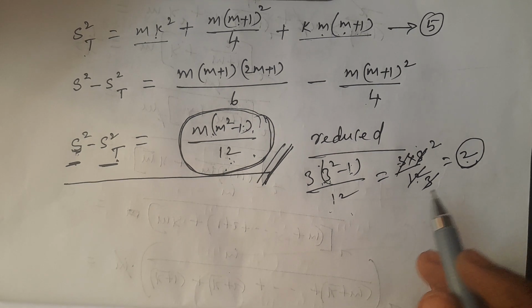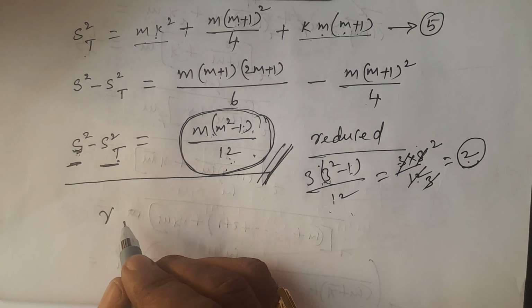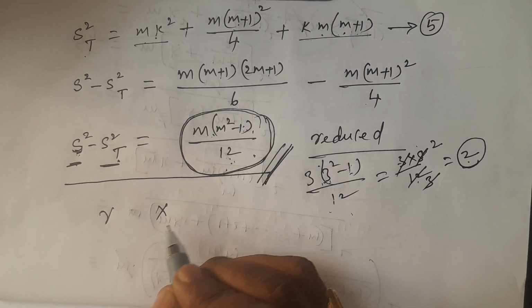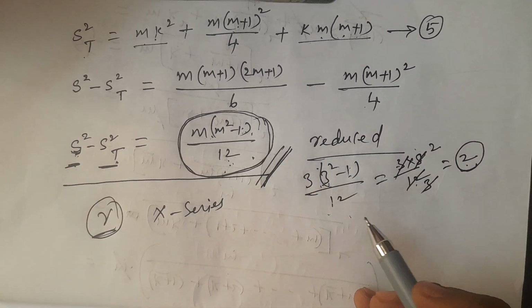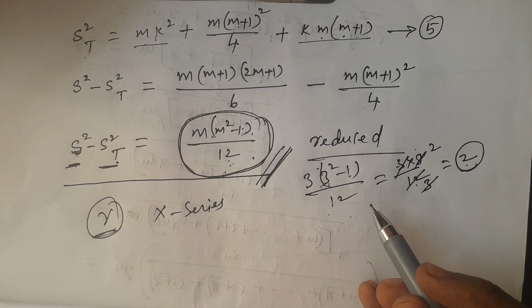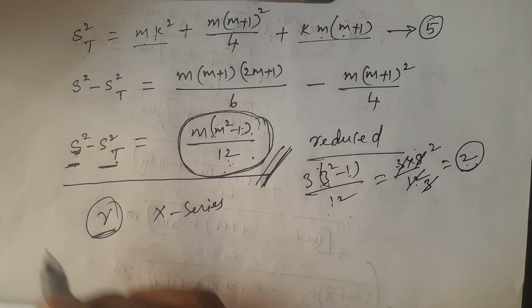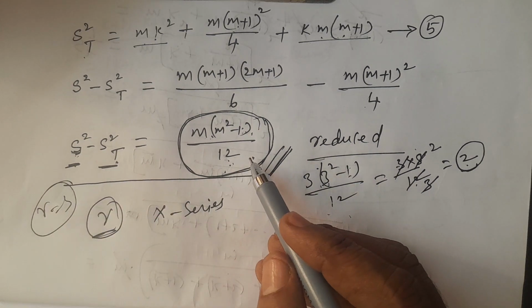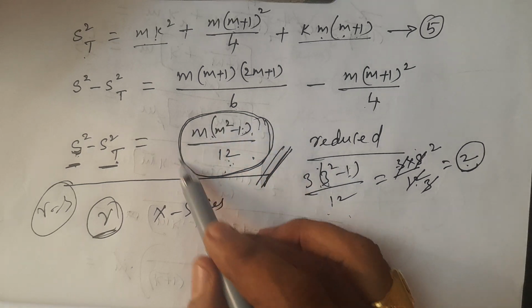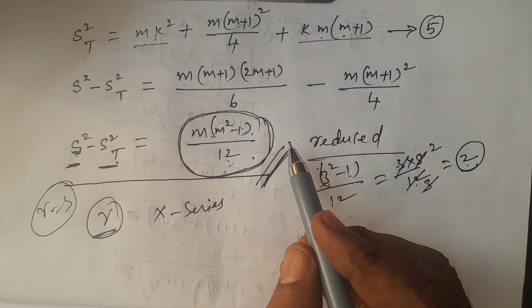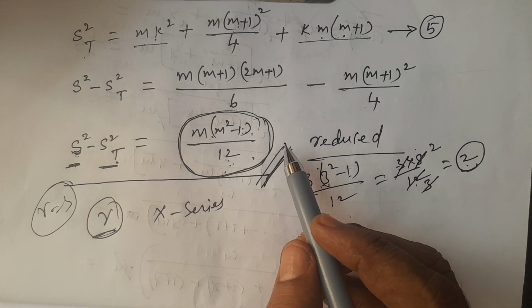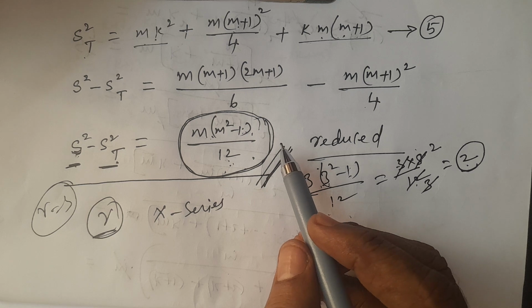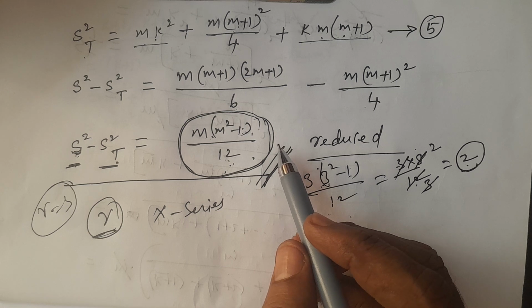For example, suppose such sets are there in the X series. For example, this is one set tied, another set. For example, 3 sets are there, R is equal to 3. Then what you have to do? m into m square minus 1 by 12 plus m into m square minus 1 by 12 plus m into m square minus 1 by 12. 3 times you have to add. The m will be different. m may be 3, m may be 2, m may be 4.